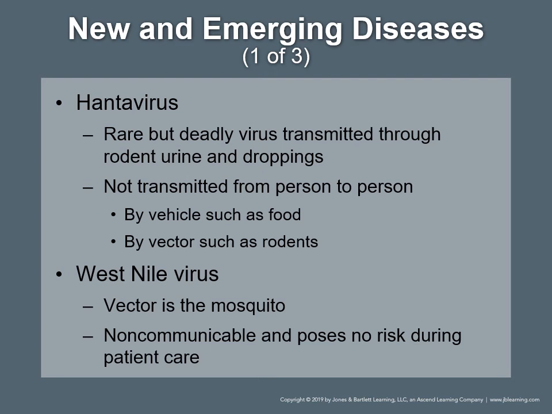New and emerging diseases. The hantavirus is a rare but deadly virus transmitted through rodent urine and droppings. It is not transmitted from person to person directly, but by a vehicle such as food or a vector such as rodents. The West Nile virus, the vector is the mosquito. It affects humans and birds. These diseases are not communicable and pose no risk during patient care.